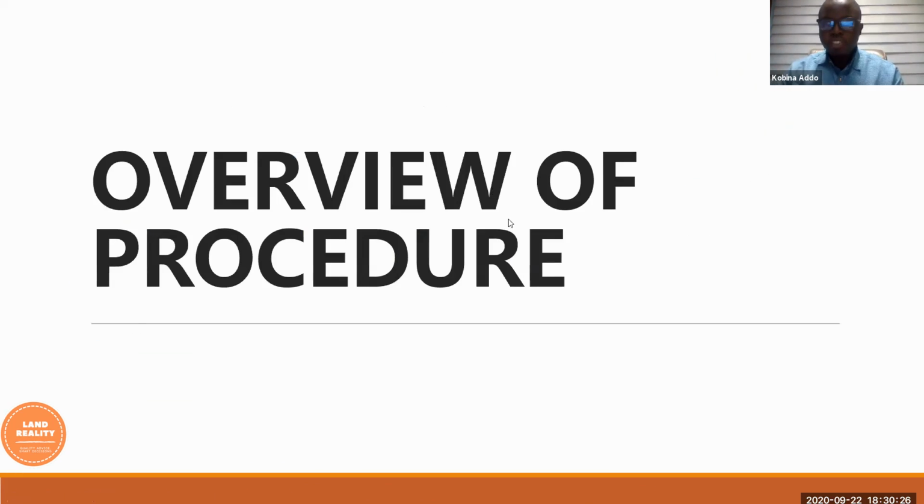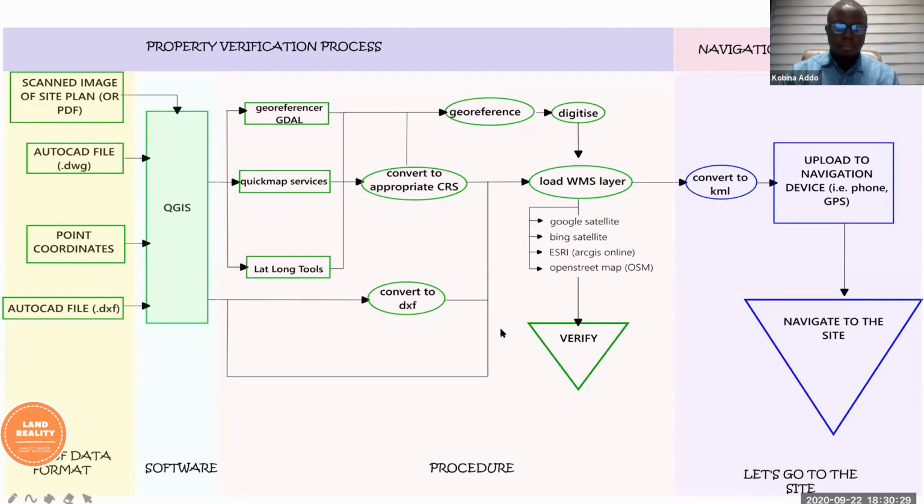All right, so this is a brief overview of the procedure for carrying out geospatial property identification. You have a site plan, you have a scanned image. To be able to get it in the QGIS, you have to scan it from the hard copy. Scanning, you can use a scanner, you can take a picture, and then you upload it into QGIS. And then from there, you need to georeference it. So that's where you come to the Georeferencer GDAL. After you georeference it, you digitize it for the purpose of obtaining a simple polygon.